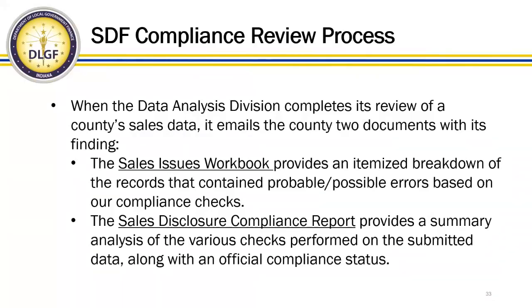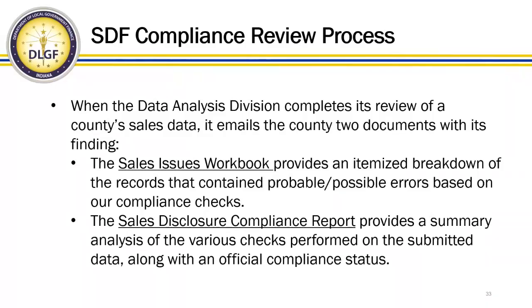But we're also going to make sure that we attach 2 different documents in that email. The first one, the sales issues workbook, will be an Excel file, and it provides an itemized breakdown of the records that contain probable or possible errors based on our compliance check. So this is going to be a much more detailed look at everything. We'll take you line by line and explain why, okay, this one is out of compliance, it doesn't work.